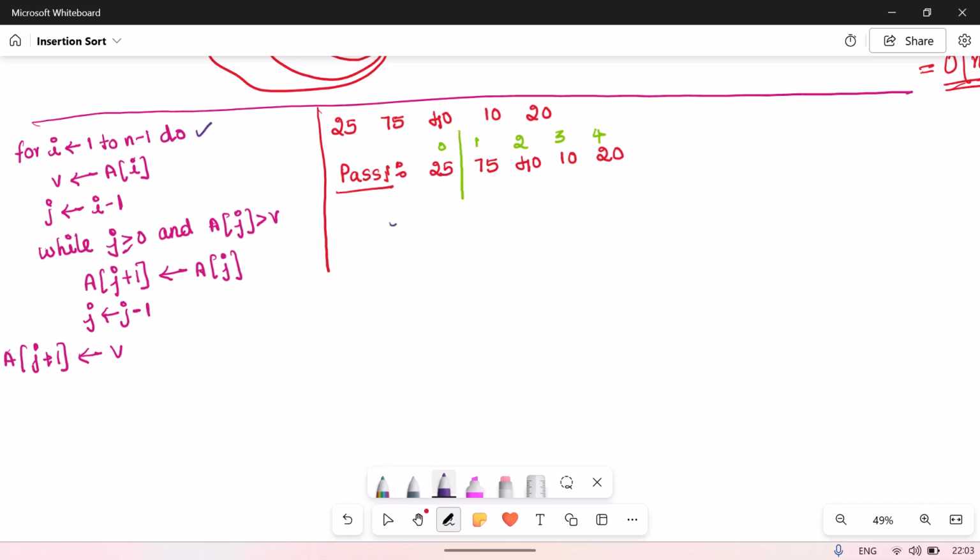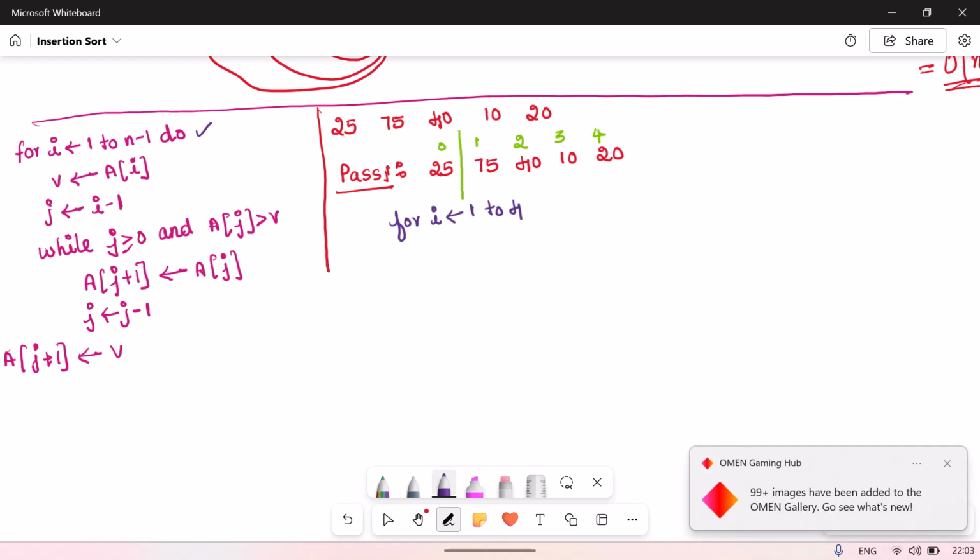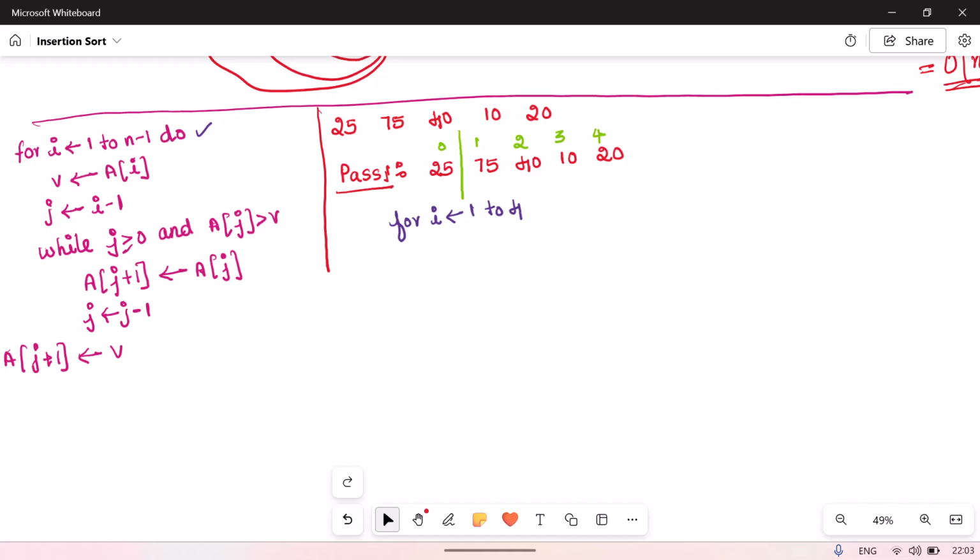So for I equal to 1 to n minus 1, so last position 4. What are you supposed to do? Take the value of A of I and put it into V. So I is 1. So A of 1 is how much? A of 1 is 75. You take that and put it into V. Okay. That is done. Let us do the next step.